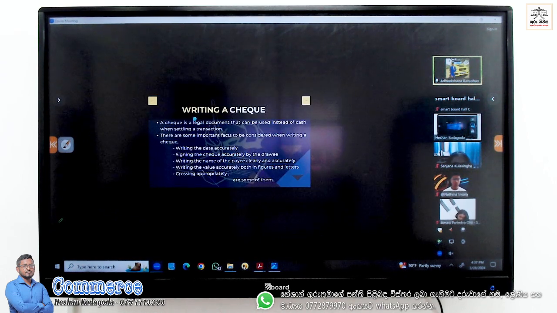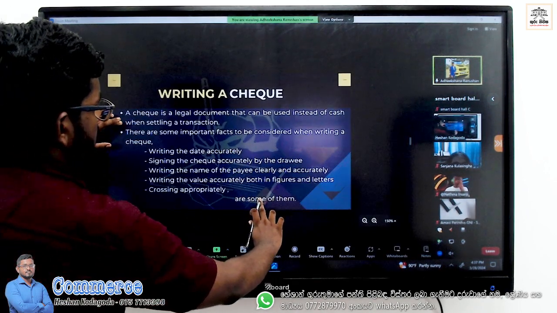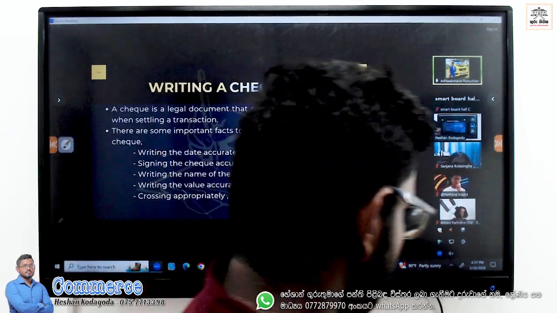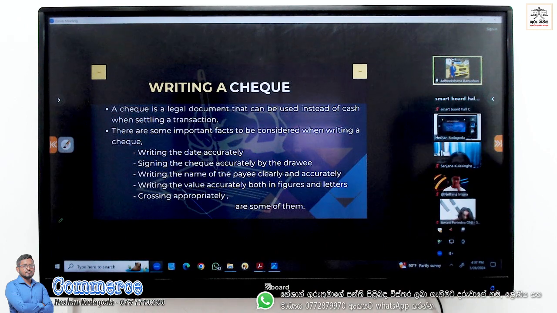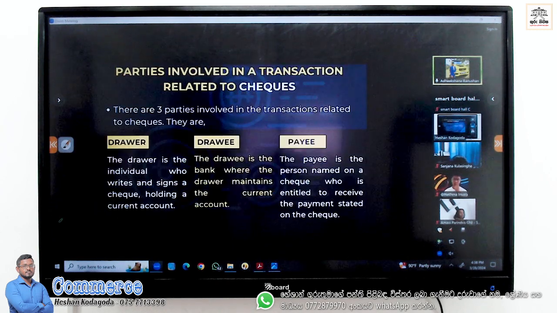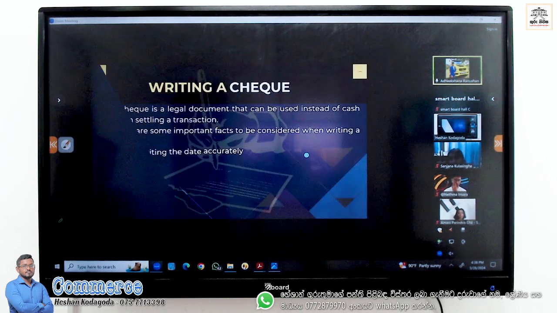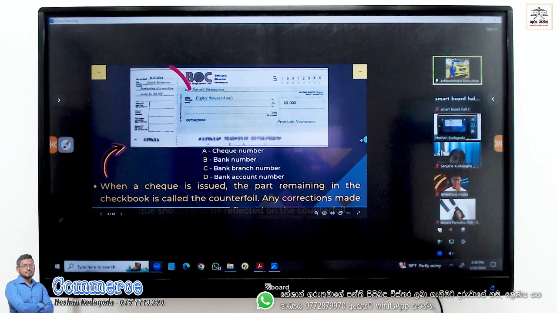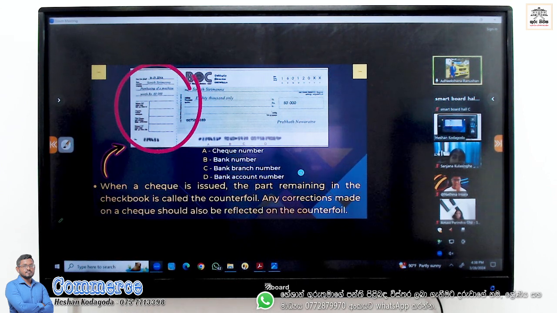Writing a check. A check is a legal document that can be used instead of cash when settling a transaction. There are some important facts to be considered when writing a check: writing the check accurately, signing the check accurately by the drawer, writing the name of the payee clearly and accurately, writing the value accurately both in figures and letters, and crossing appropriately are some of them. When a check is issued, the part remaining in the checkbook is called the counterfoil. Any correction made on the check should also be reflected on the counterfoil, and this is the part which we call the counterfoil.